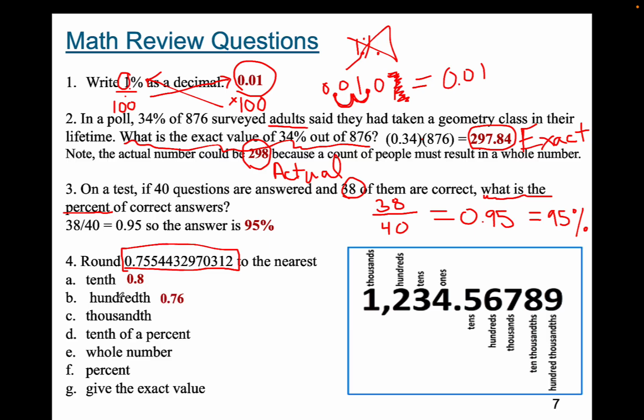Hundredths, 2 decimals, 0.76. Thousandths, 3 decimals, 0.755. First decimal place, rounded to 1 decimal place, rounded to 2 decimal places, rounded to 3 decimal places. Also called rounding to the nearest 10th, 100th, 1000th.